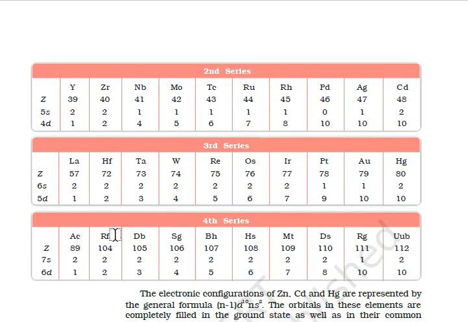Next is the actinium series, where actinium, rutherfordium, dubnium, and all these elements are present. Here the electronic configuration starts from 89, then 104, 105, and the electrons in the 6d orbitals, 1, 2, 3, 4, keep increasing, and at last it is 10 in roentgenium, by transiting one electron from the 7s orbital to the 6d orbital.